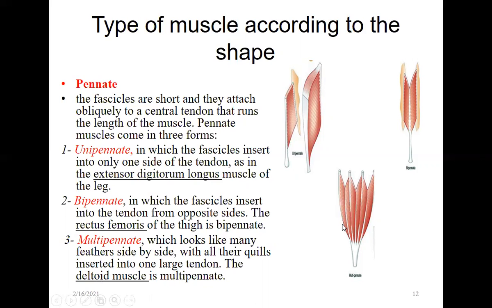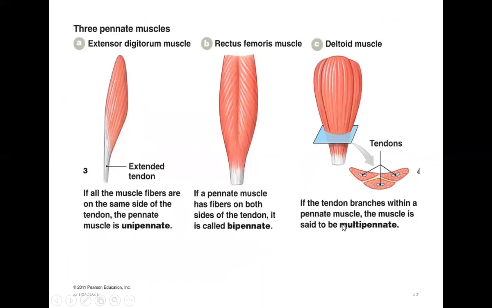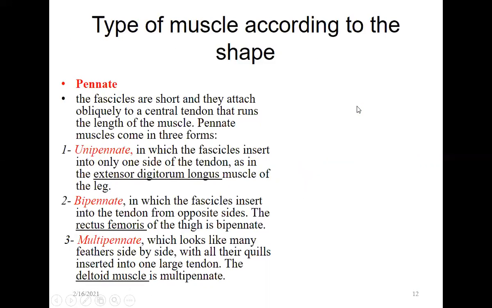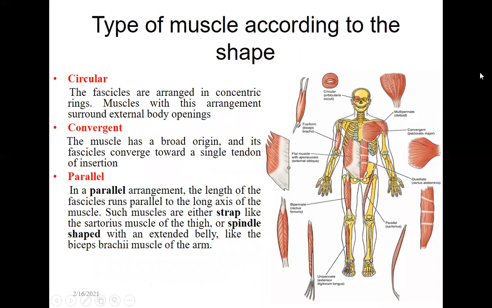So this is the direction. This is how it looks. This is the deltoid muscle. So this deltoid muscle is here. If you see, this is the picture showing you the deltoid muscle. So this is the multipinnate muscle. Example is the deltoid muscle.